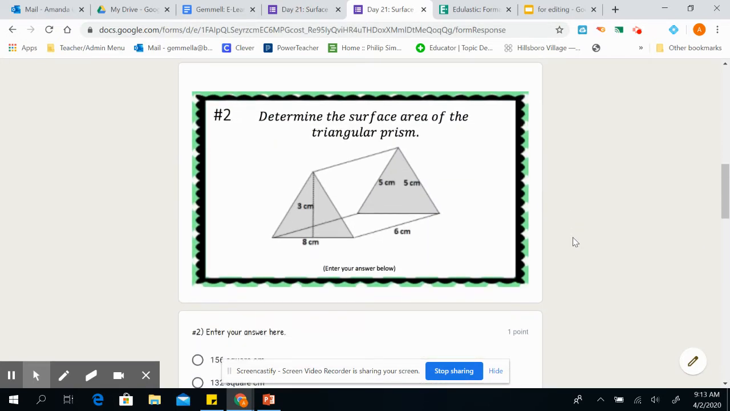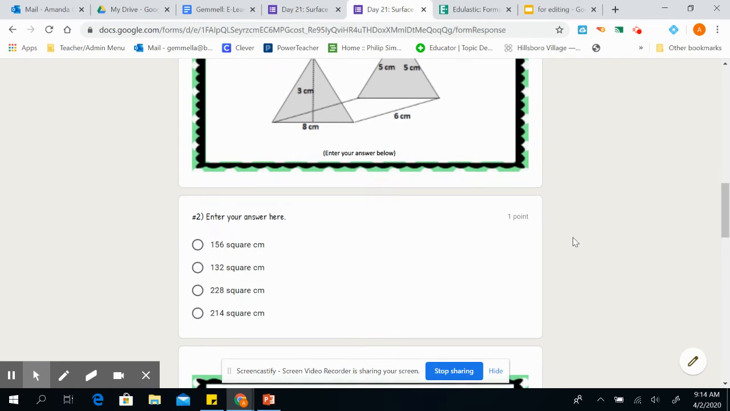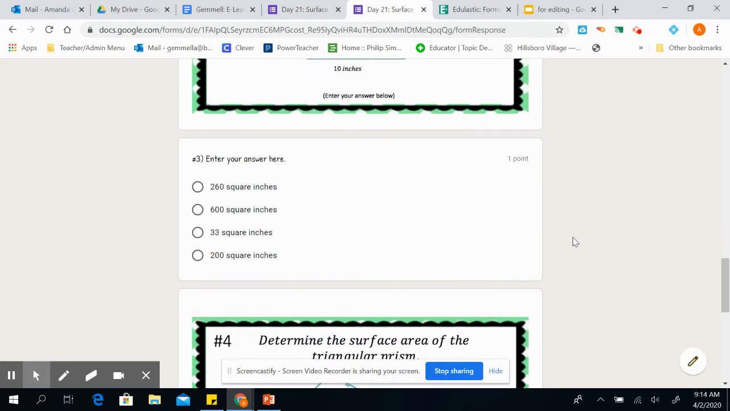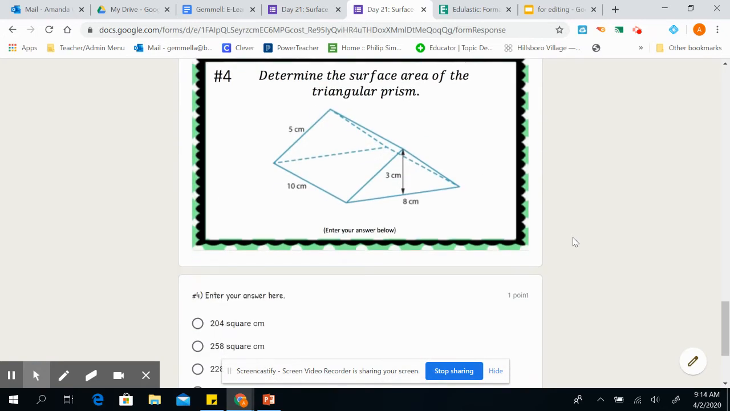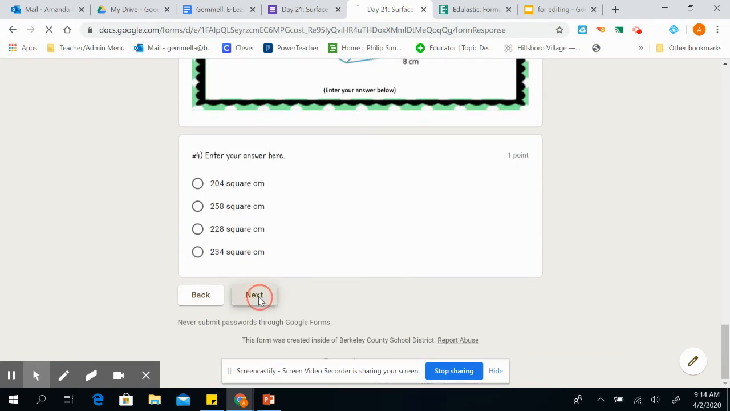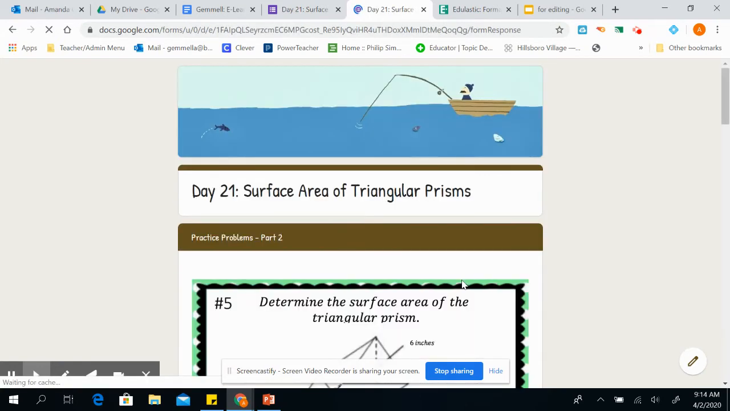Question 2, determine the surface area of this triangular prism, and select your answer choice. Question 3, determine the surface area of this triangular prism, and select your answer choice. Question 4, determine the surface area of this triangular prism, and select your answer. Okay, then you go to the next section.